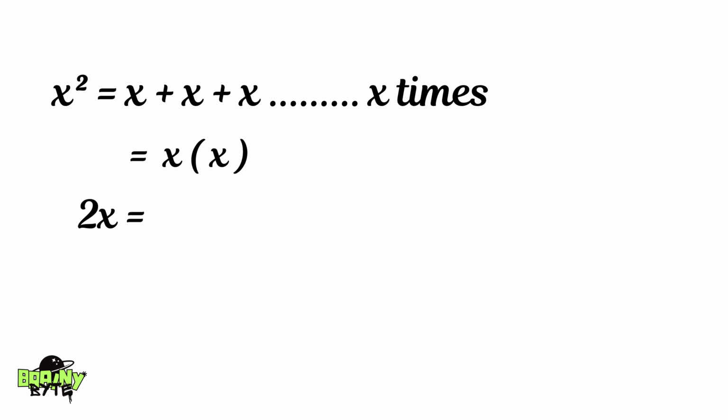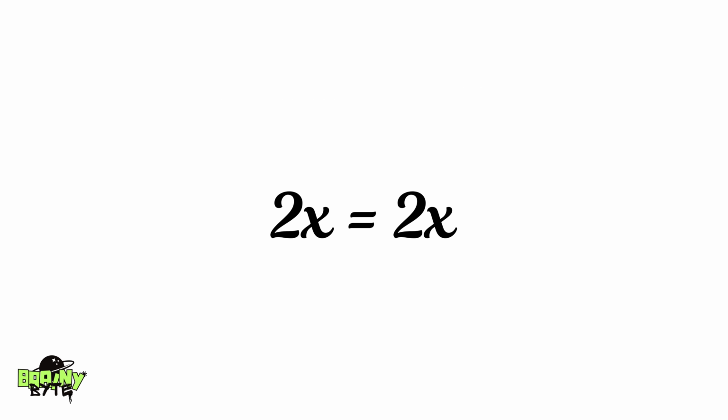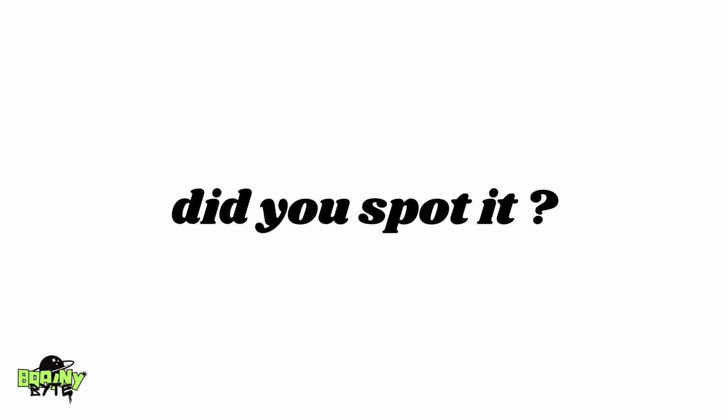And to take the derivative of a product like x times x, we must use the product rule. That's the derivative of the first x times the second x, plus the first x times the derivative of the second x. This becomes 1 times x plus x times 1. That's x plus x, which equals 2x. So the equation should be 2x equals 2x, which is always true. The paradox is solved. Did you spot the mistake before I revealed it?